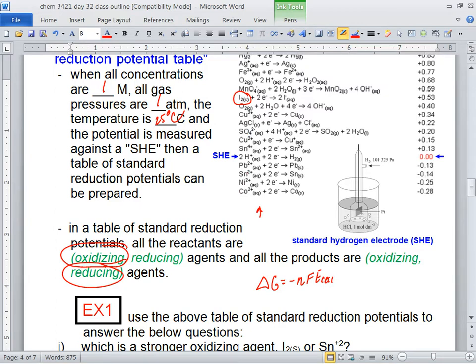1, 2, 3. This guy? Yeah, third from the bottom. Third from the bottom. There he is. Okay, so we're supposed to be comparing these two. Well, what are you supposed to compare? The volts, the E cells.